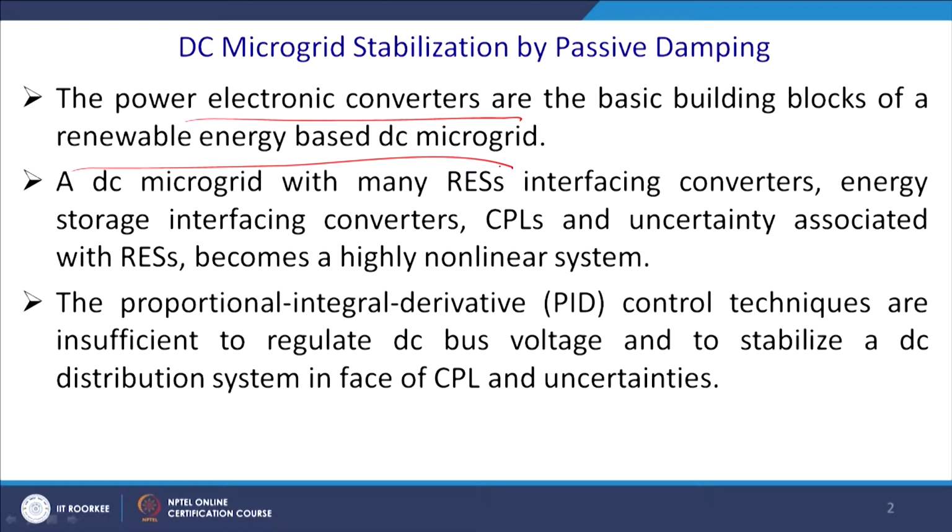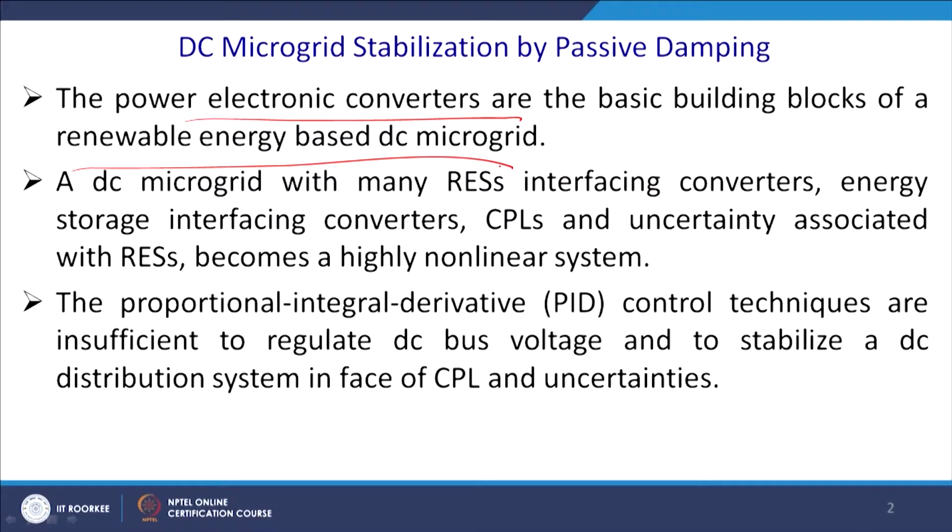Now, as we have seen in previous lectures, there are so many power electronics converters and their impedance matching is an issue, and thus from there we require a lot of tuning. We have already told it several times that a power electronics converter is the basic building block of this microgrid, especially these renewable energy based DC microgrids.